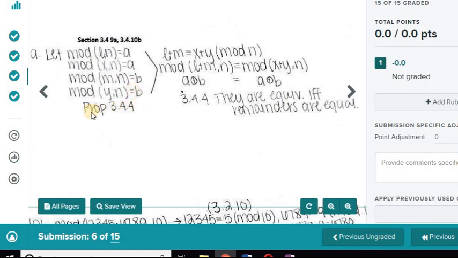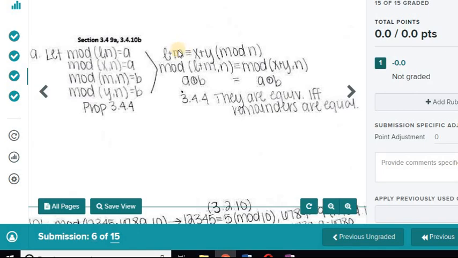You can't say that's because of proposition 3.4.4. It's because L and X are equivalent mod n, and m and y are equivalent mod n. So that's true. Then here the person wrote what you want to prove. Okay, so right away my red flag is up that you can't do that. You can't get to what you want to prove until the very end.